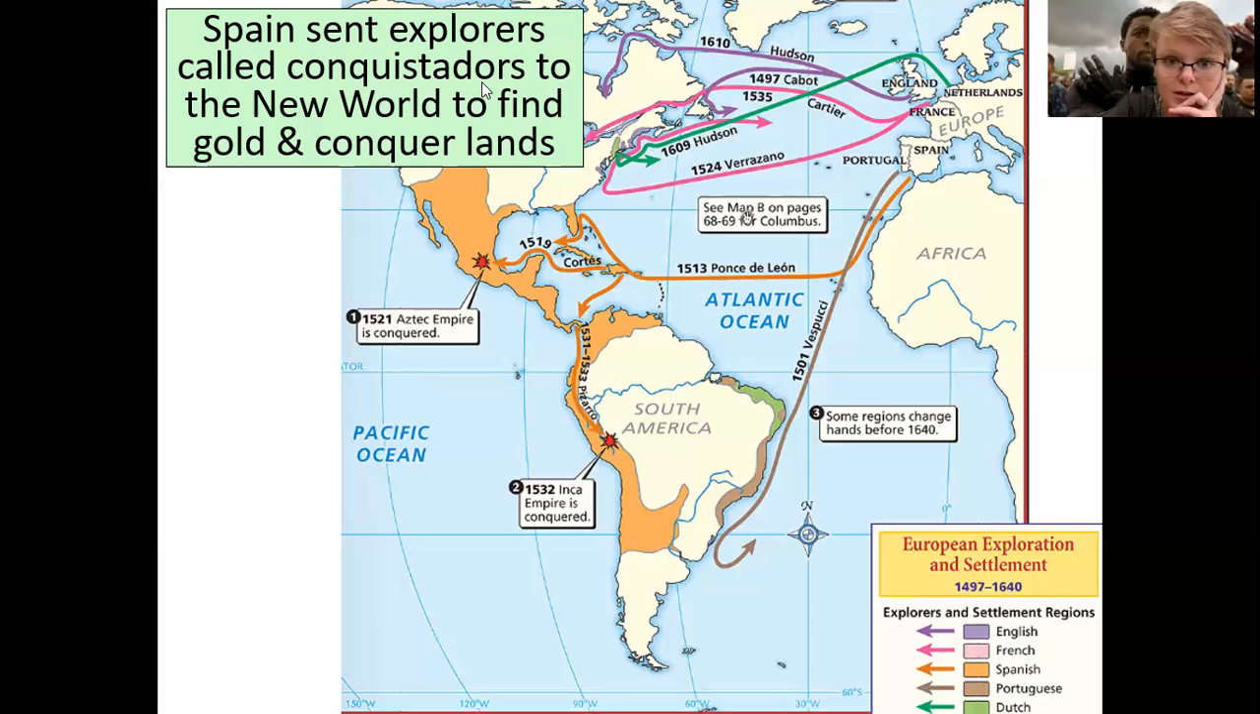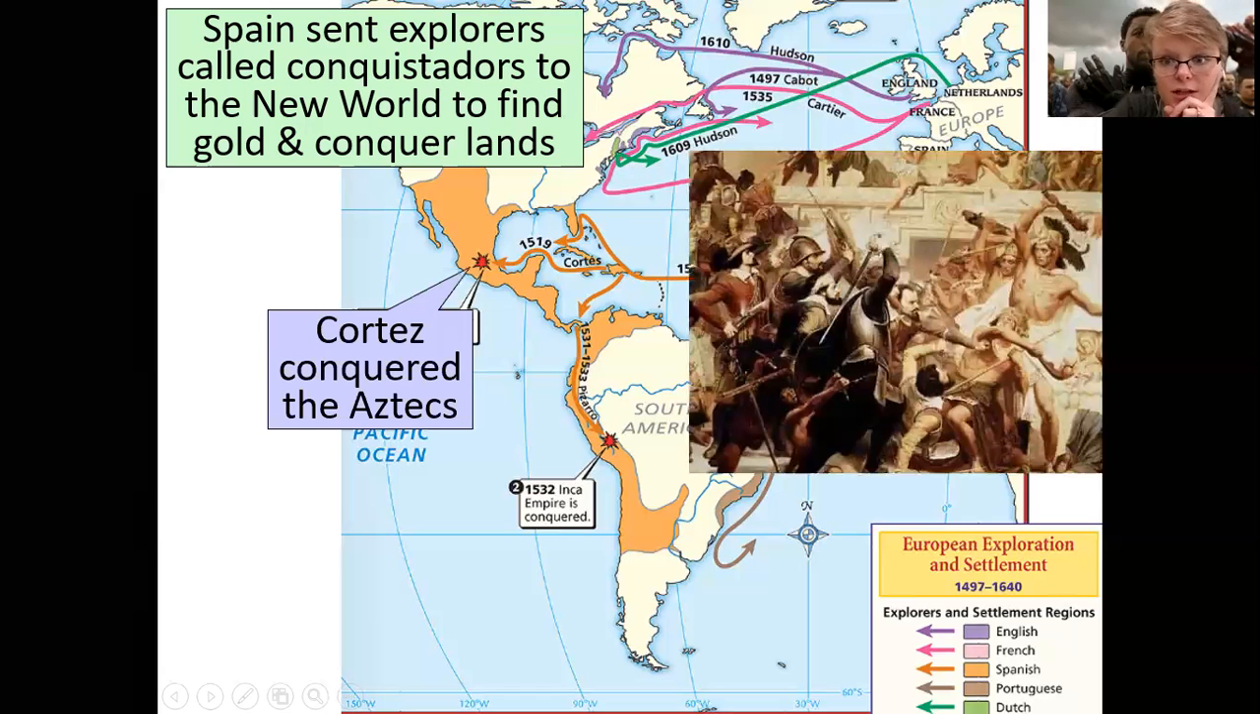I mix these two up. This is the Dutch. The Dutch come and settle around the Hudson because that's New York and New Hampshire, and then the English are going to come in later. There we go. Cortez conquers the Aztecs.